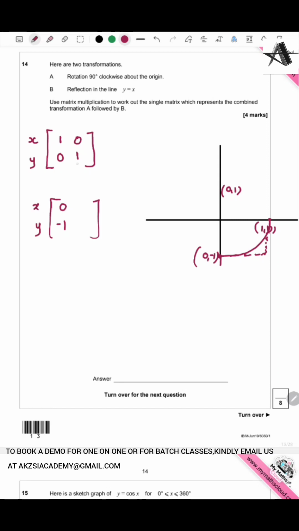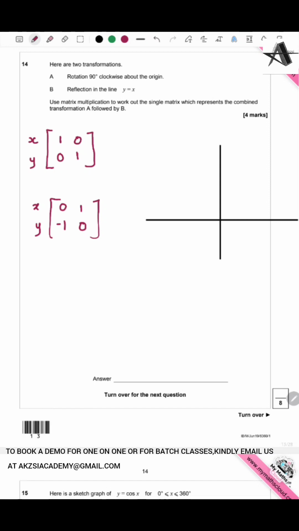Next is 0 1. That means I'm talking about this one. When I rotate it 90 degrees, 0 comma 1 will become 1 comma 0 definitely. So this is my transform matrix when it undergoes 90 degrees of rotation. Now we have to find the transformation separately.